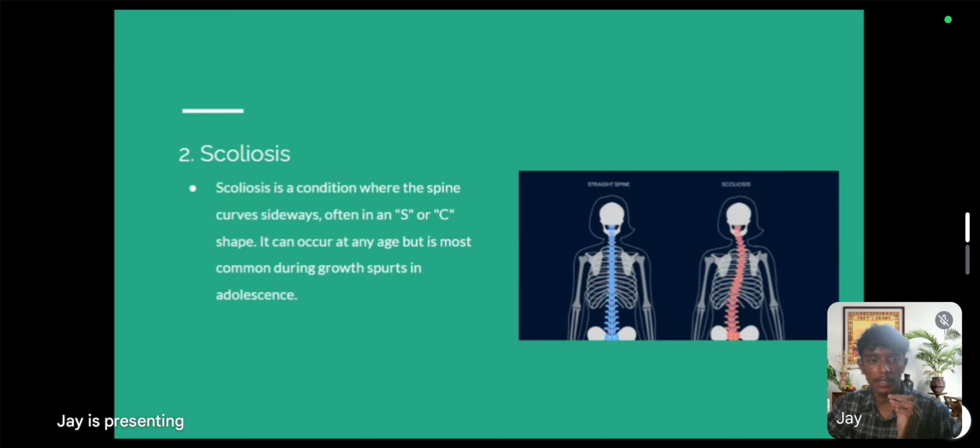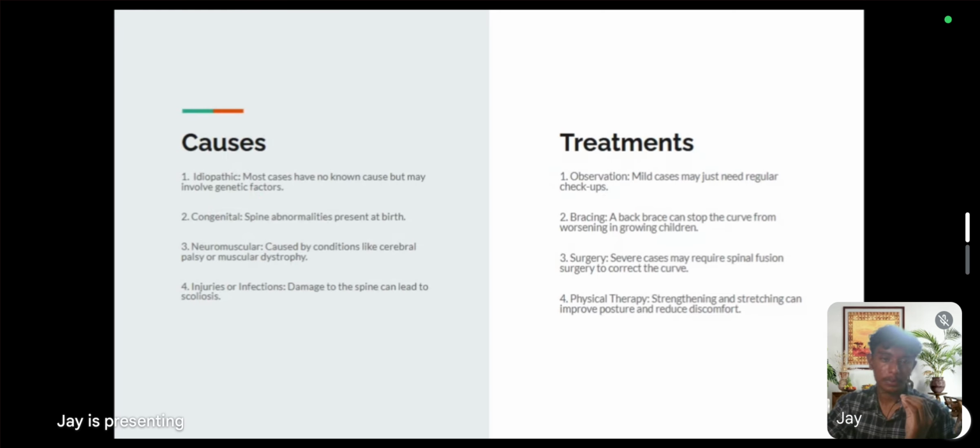So, next is scoliosis. Scoliosis is also a very famous bone-related disease. Scoliosis is a condition where the spine curves sideways, often in an S or C shape. It can occur at any age, but it is most common during growth spurts in adolescence. So let's look at a few causes of scoliosis. The first cause is idiopathic. Most cases have no known cause, though it may involve genetic factors.